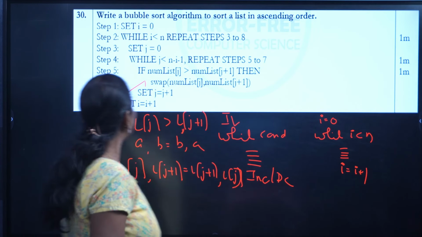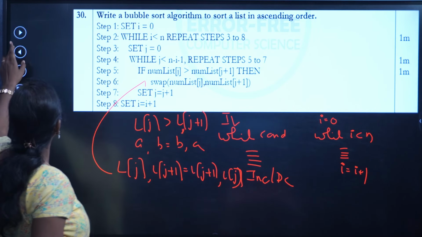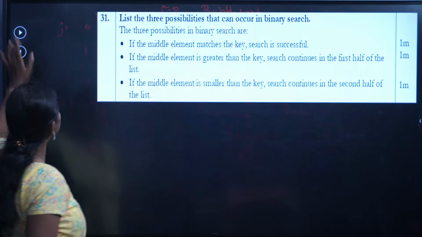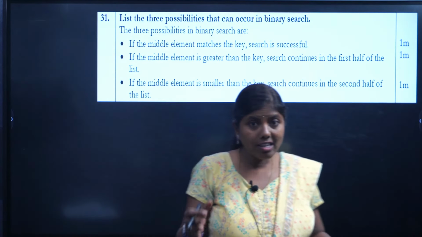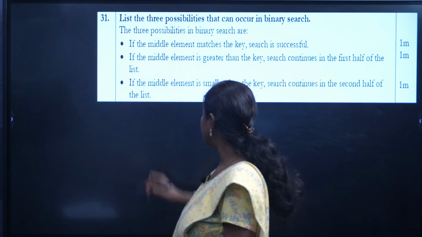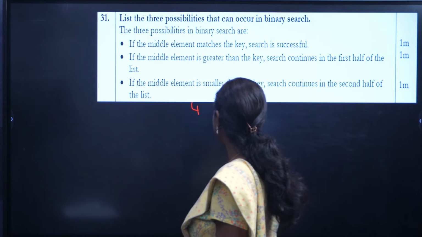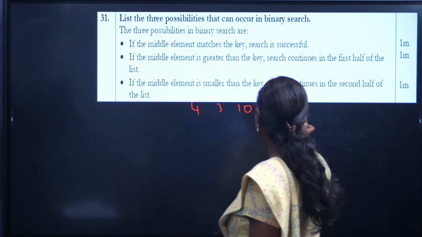Okay, we'll go to the next question now. What's there in the next question? List the 3 possibilities that can occur in the binary search. In binary search, what do we do? I'm going to take that same set of elements: 4, 3, 10, 1, minus 6, 2.